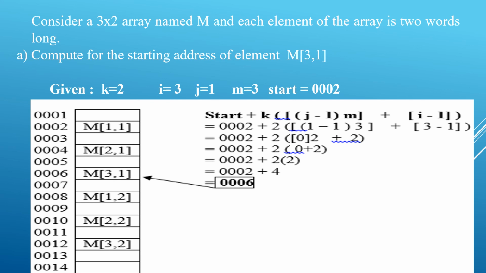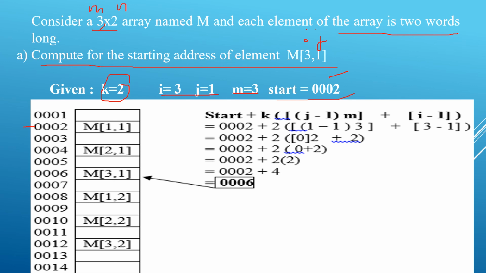Now, let us say we're going to compute for an element, wherein the size of the array is still 3 by 2, and the size of each element of the array is 2 words long. So our k will now be 2. The size of the array is m by n, so m is 3. The starting address of the first element is at address 002, so start is 002. What's the value of i and j? We're going to compute for the starting address of the element m sub 3 sub 1, so our i is 3 and our j is 1.